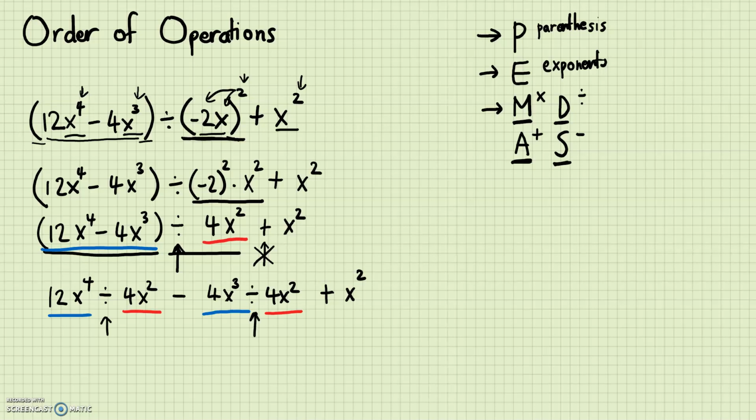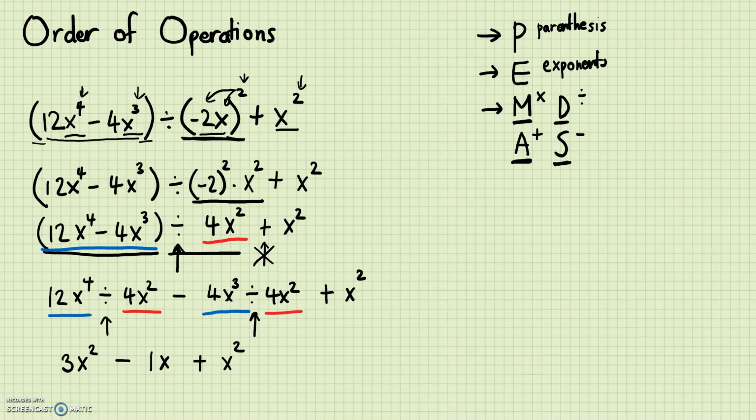Let's do the division. So 12 divided by 4 here is 3. x to the fourth divided by x squared. Remember, when you're dividing variables with exponents, you just subtract the exponents, so that's x squared. Minus 4 divided by 4 here is just 1. x cubed divided by x squared is just x, plus x squared.